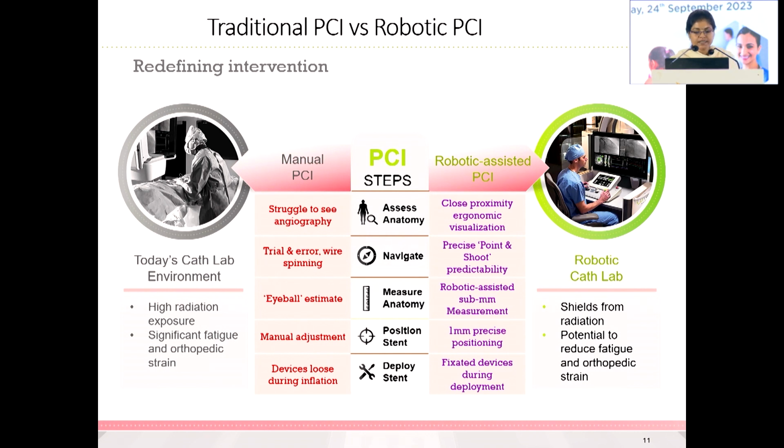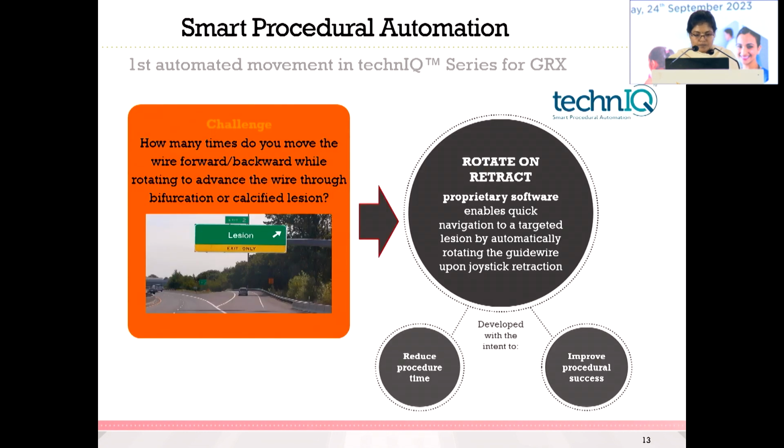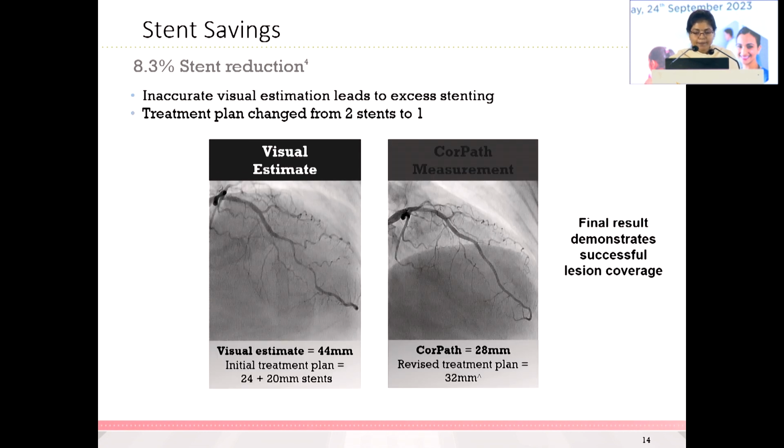And these are the advantages of manual PCI and robotic assisted PCI. When compared to manual PCI, it has close proximity, ergonomic visualization, precise point-and-shoot predictability, and submillimetric measurement of the lesion length because of its submillimetric ability for navigation. And also 1 mm precise positioning. Positioning is much better with the robotic system than manual PCI. And fixated devices during the deployment. These are all the advantages. So by precisely measuring the lesion length, we can also save the number of stents placed in an individual.